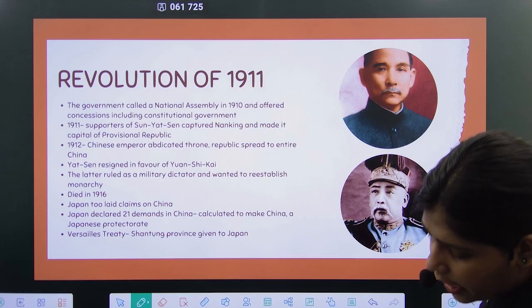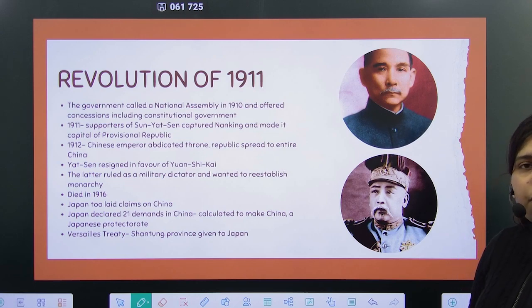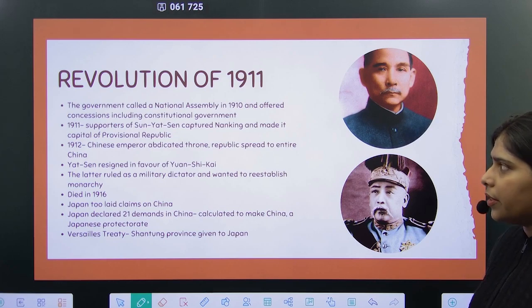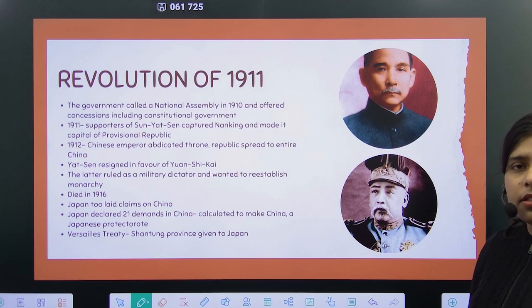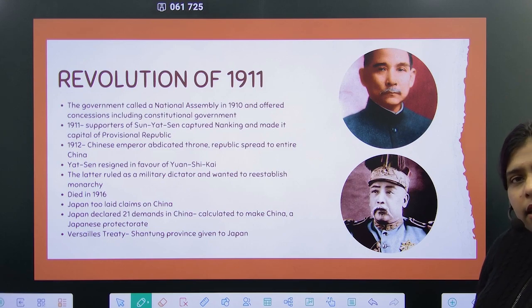Now see, what happened is, after this Japanese invasion and the entry of these West-educated people into China, things were set for a greater fight. And among that greater fight comes the revolution of 1911. In 1911, the government, that's the Manchu government, called a National Assembly. They responded to the calls of radicals and said, okay, we are ready to give you concessions. We can allow you to form your constitutional government. You can settle there and rule in that particular area.